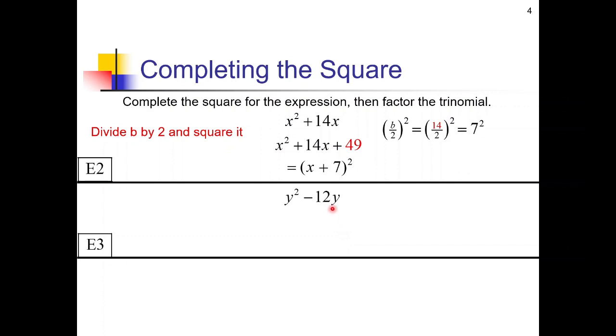So we're doing, again, b over 2 squared, so negative 12 over 2, square that. That's negative 6 quantity squared, which I can just write, if I add it over here, as 36. And then this is just going to factor into y minus 6, the square root of 36, quantity squared.